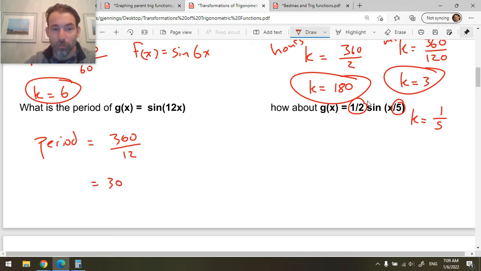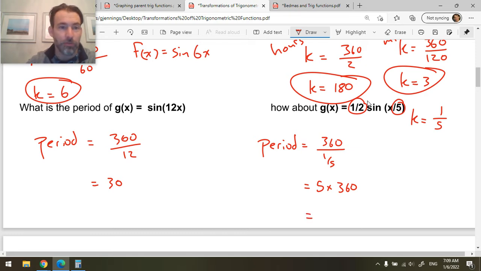So I'm going to use this formula here. Period is equal to 360 over 1 over 5 is equal to 5 times 360, because I flip this and multiply. Okay, so that's equal to 3 times 360 is 1,080 plus 720 is 1,800. Okay, there you go. So that's how you use these two formulas. So the period of this function will be 1,800.